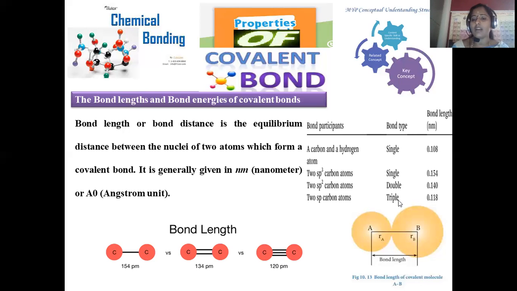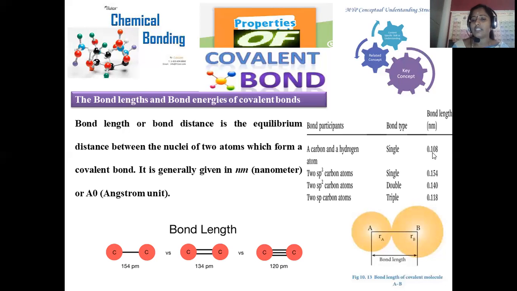Bond lengths in nanometers are provided for carbon. If carbon is participating in bond formation with a hydrogen with a single bond, that will be 0.1 nanometer. If sp3 hybridized carbon atoms are binding together, that is given as 0.15 nanometers, and for sp2 hybridized, that means a carbon-carbon double bond, if present, 0.14 nanometer will be the bond length.